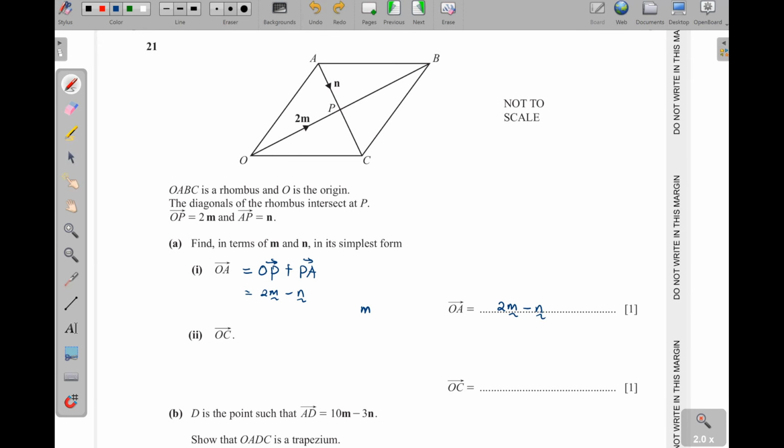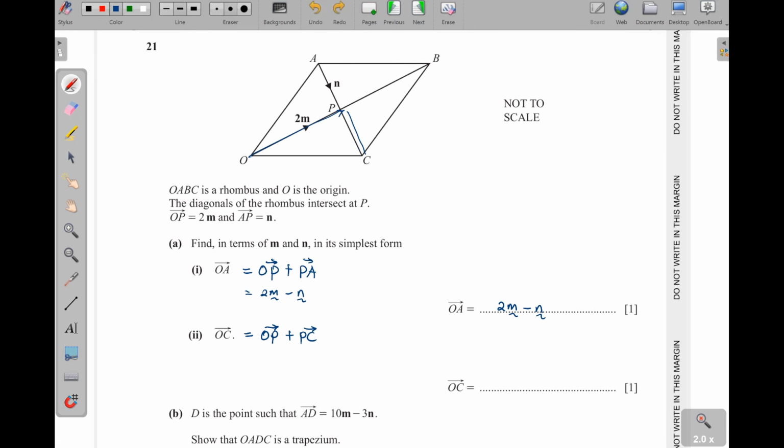So for us, we put a wavy line. Then OC. So from O to C, I'll say this one is equal to OP, then plus PC. O to P, then plus P to C.